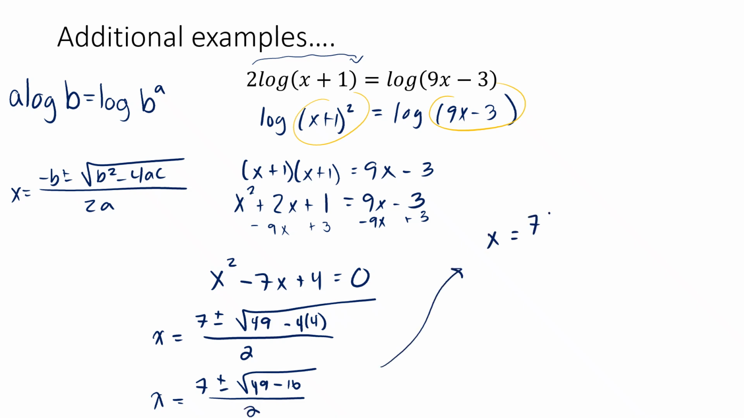So we have 7 plus or minus the square root of 33 all over 2. And what we need to do there is do a check on this. So I want to make this as painless as possible in terms of doing the check.